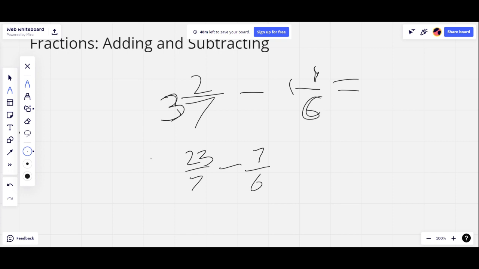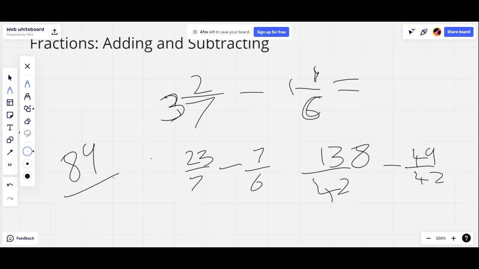So 7 times 6 is 42. 138/42 take away 49/42, and then you get 89/42.